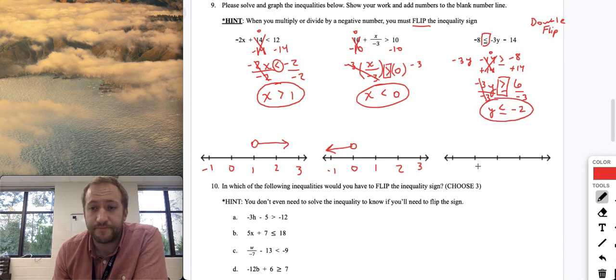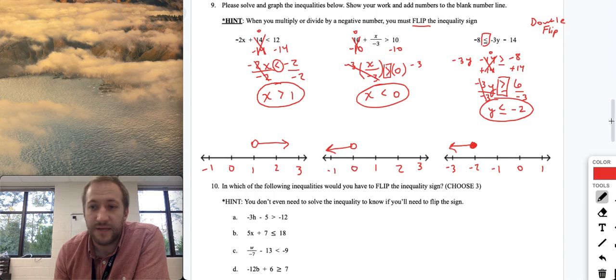Let's go and graph it. Negative 2. Negative 3. Again, I'm just filling in the number line any way that I want as long as I have the negative 2 here, okay? So I'm going to go and find my negative 2. I'm going to go and close the circle, and the reason I do that is because I have this equal to underneath that sign, all right? Y is any number that's less than negative 2. All my numbers that are less than are going this way.